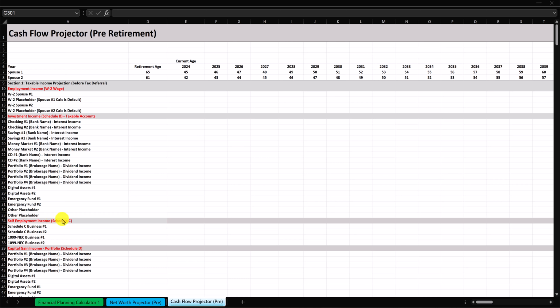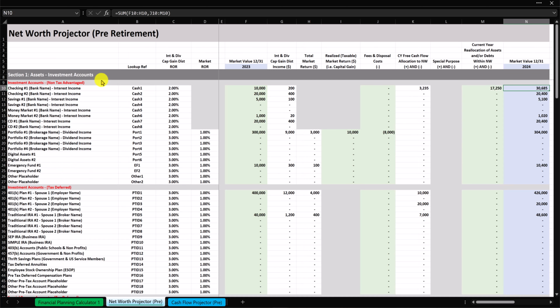Now, if you watched video number 1, all of the descriptions that you see right here should look familiar. In fact, if we go back over here to our net worth projector, you will see all of the same accounts right here at the top. These are our non-tax advantaged regular cash and brokerage account types, all in this list right here.